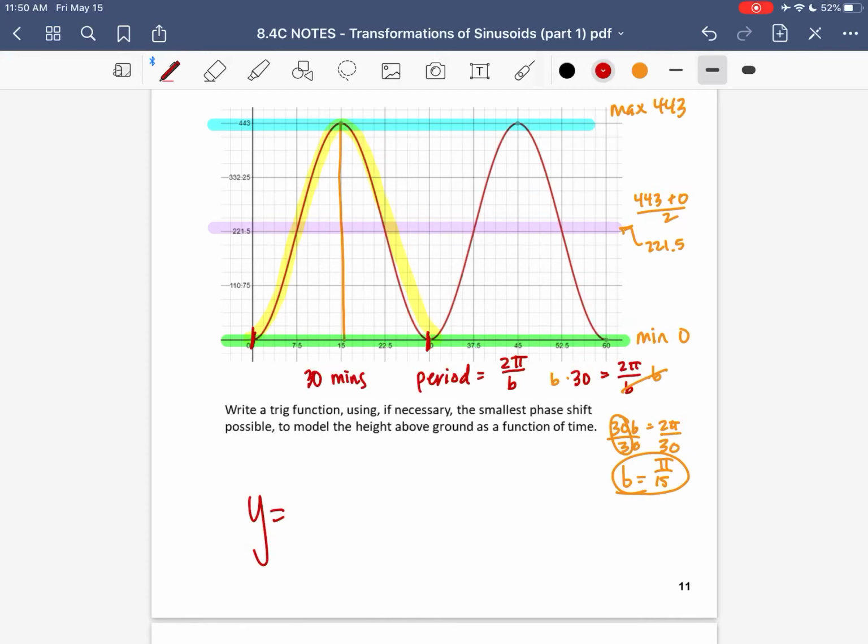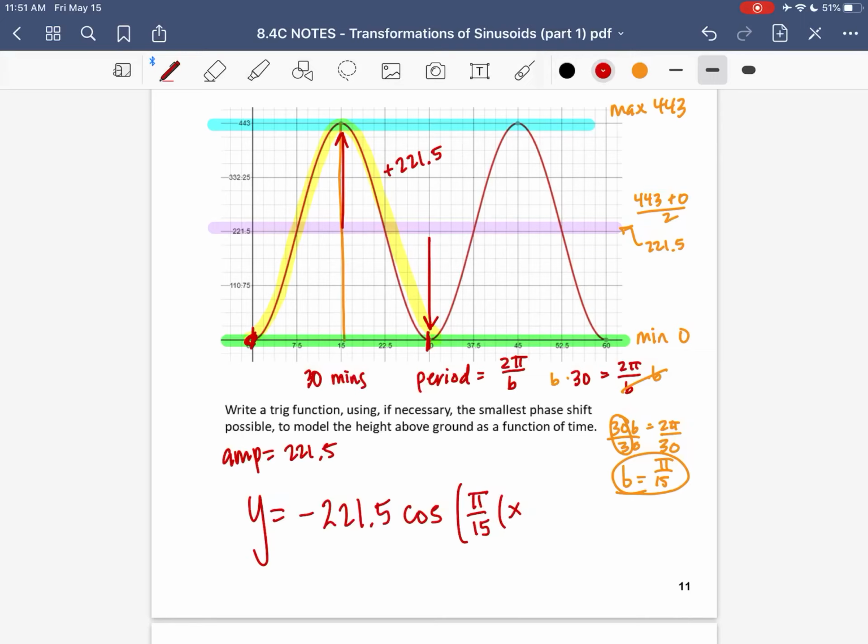So I'm going to have y equals, we decided we wanted a cosine, but the amplitude, notice the amplitude, how far do we wiggle up and down from the midline? This is up 221.5 and down 221.5. So our amplitude is 221.5, and we said it should be reflected because we're starting at the bottom instead of at the top, so we're going to do negative 221.5 as our A. Cosine, okay, changing our period, that B needs to be pi over 15. X, we're not shifting left or right because we started that cycle we highlighted right at 0, so we're done with that. But then we have to shift our midline, we have to shift the whole thing up 221.5.